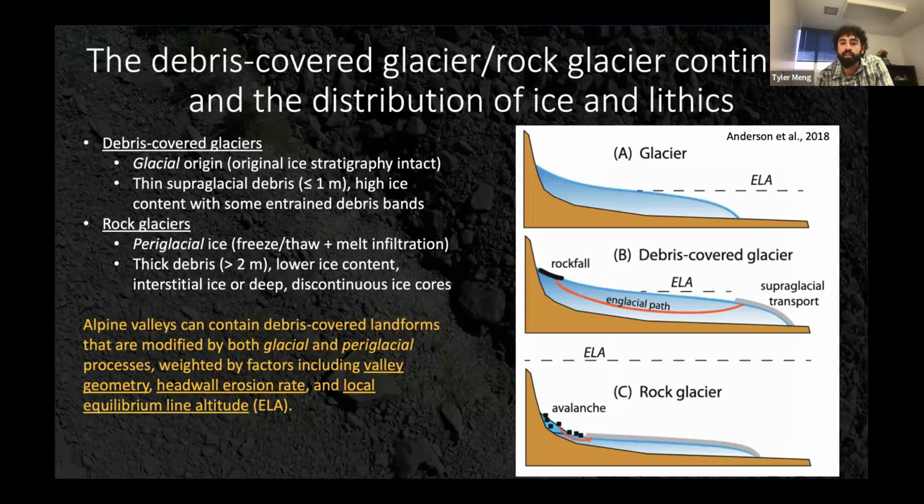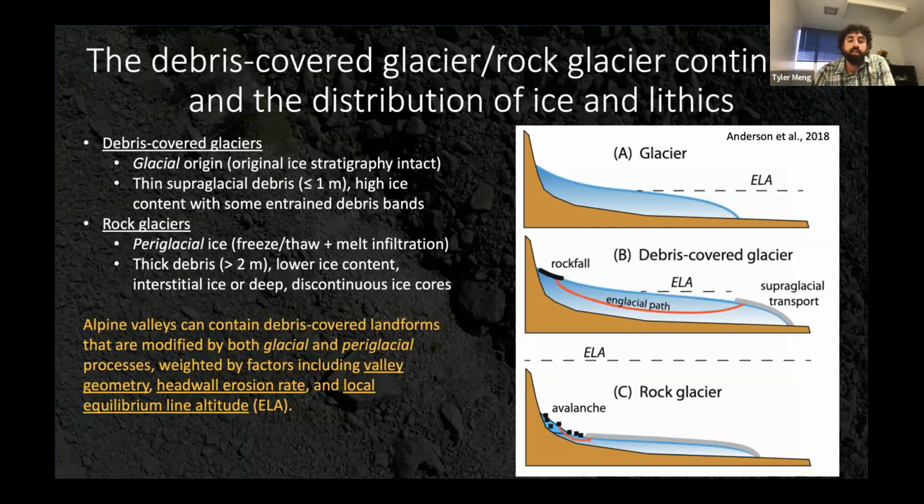I just wanted to call attention to this awesome review paper by Anderson et al. that came out in 2018 that covers the continuum of debris-covered glaciers and rock glaciers, including clean ice glaciers. It does a really nice job showing some of the dynamic modeling and the impacts that rockfall and superglacial debris input can have on the overall length and lifespan of a debris-covered glacier.